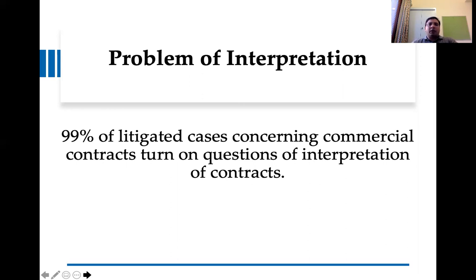Courts have been dealing with these issues over a period of time, and they have also developed certain rules. And now we will look into those rules which courts rely upon.